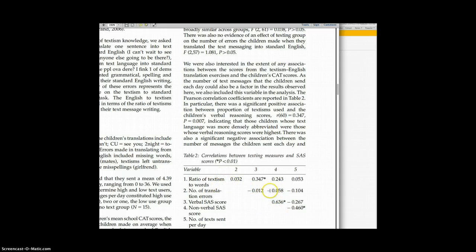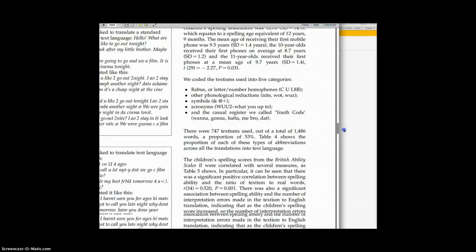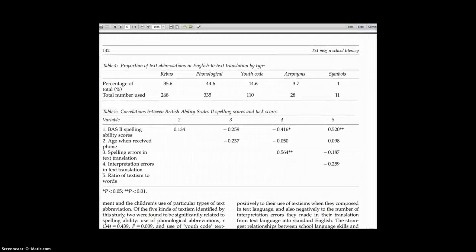So we could ask a question about what is the smallest correlation. And if we look at this table, what we're looking for is the one closest to 0. So that would be the correlation between number 2 and number 3. Or another way to say that is number of translation errors and verbal SAS scores. When you write about correlations, you always want to put both parts of those, so it's very clear what you're talking about.